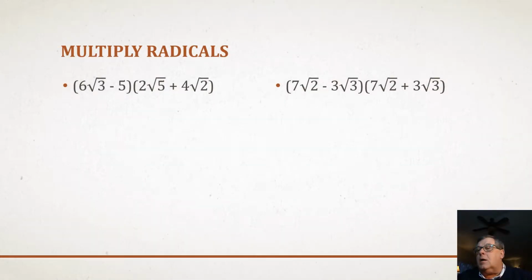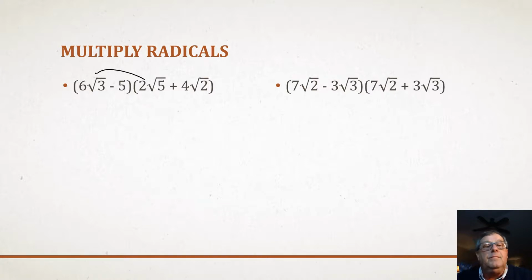Expanding on our knowledge that we have now of multiplying radicals, we're actually now going to multiply two binomial expressions that have radicals in them. As we can see here on the left, we've got 6 times the square root of 3 minus 5 times 2 times the square root of 5 plus 4 times the square root of 2. I'm going to use our old friend FOILing.